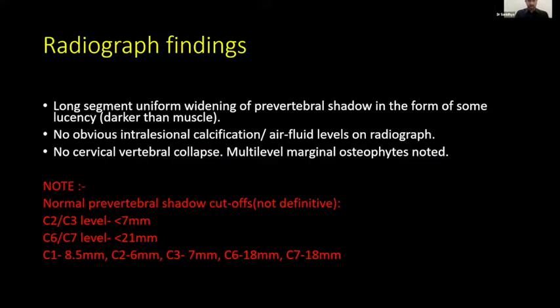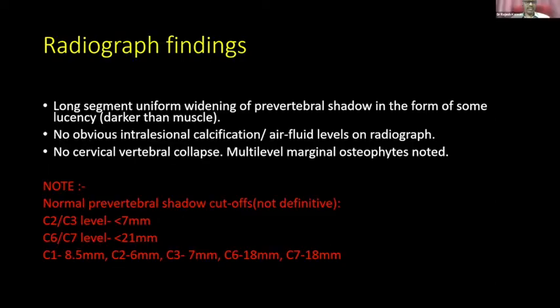So these were our findings. It looks like a long segment uniform widening of the prevertebral shadow in the form of some lucency, which looked darker than the muscle. I could not see any obvious intralesional calcification or air fluid level on the radiograph. There was no cervical vertebral collapse. Few marginal degenerative changes, osteophytes, were seen. The cutoffs at each level are mentioned here. Normal prevertebral shadow at C2, C3 level is less than 7 mm and at C6, C7 level less than 21 mm is considered to be normal.